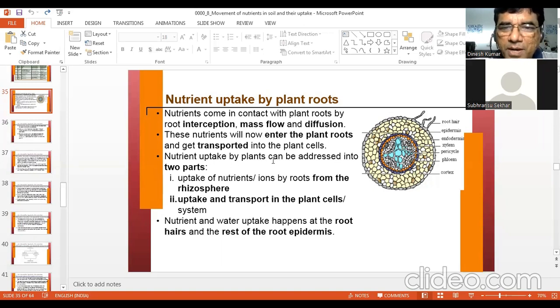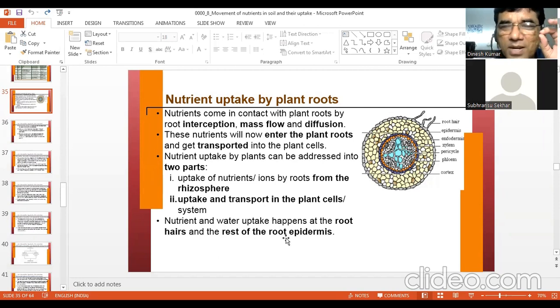So nutrient uptake by plants can be addressed in two parts. One is uptake of nutrients or ions, that is, acquisition by roots from the rhizosphere. Means it must enter the roots first. So uptake of nutrient ions from the rhizosphere. Number two, uptake and transport in the plant cells, or through the plant cell system. Nutrient and water uptake happens at the root hairs and the rest of the root epidermis. So root hair and rest of the epidermis.